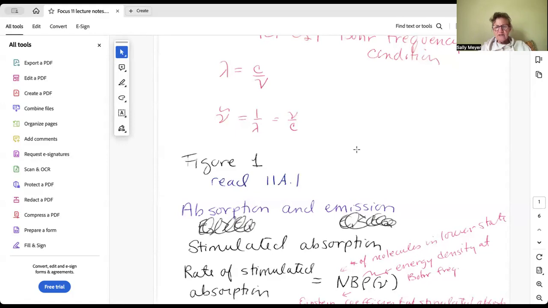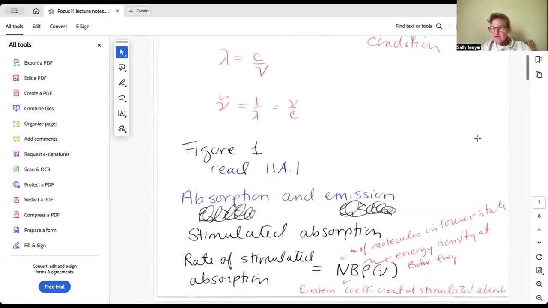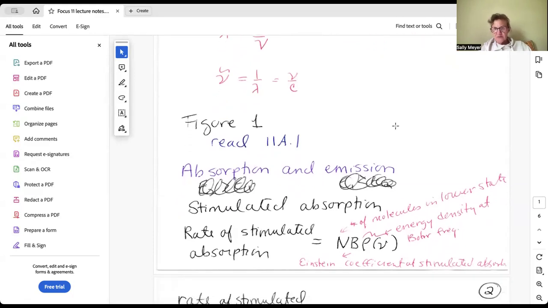Okay, so read section 11A.1. That's talking about different ways to set up the experiment. So different ways to build the instruments for this kind of experiment. So you can either absorb or emit photons. So you can either stimulate something to go up in energy or to emit energy in the form of a photon. So we're going to first talk about theoretically what that means.